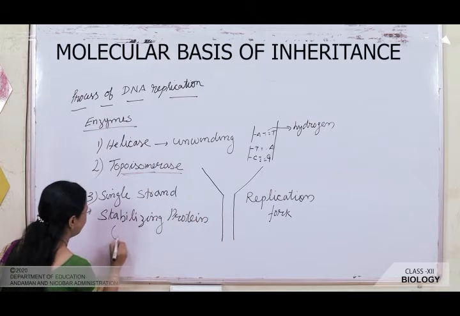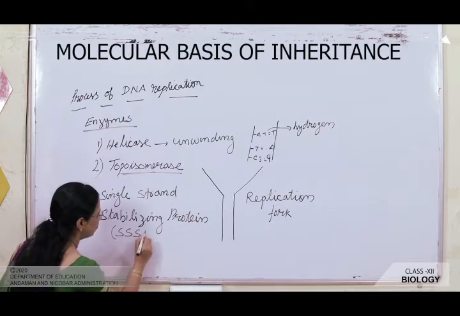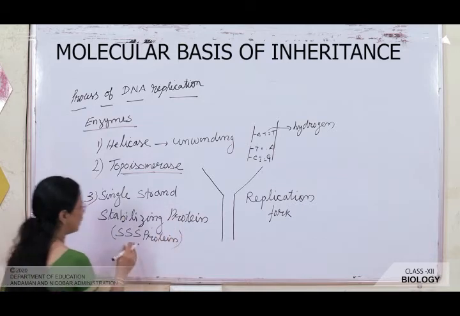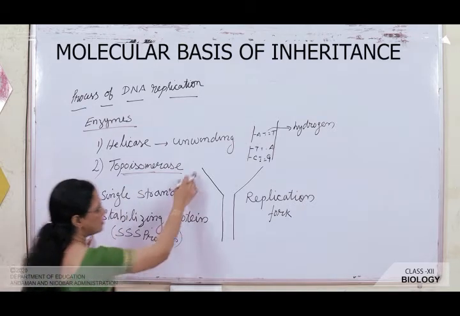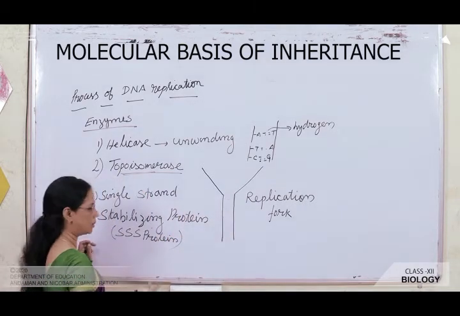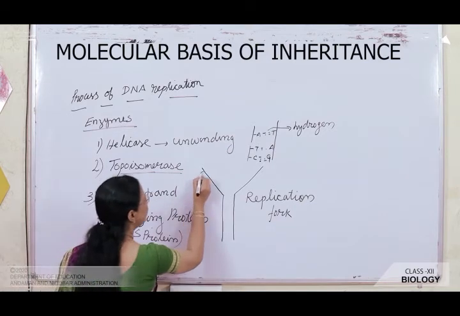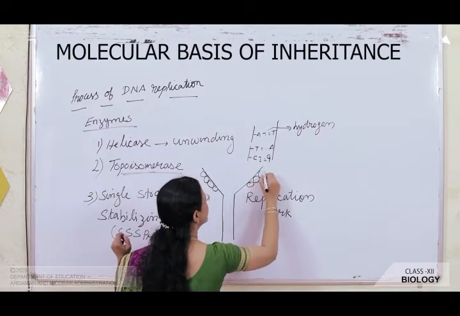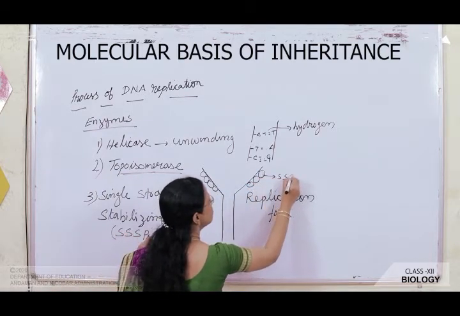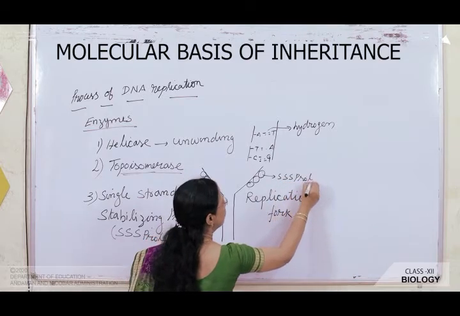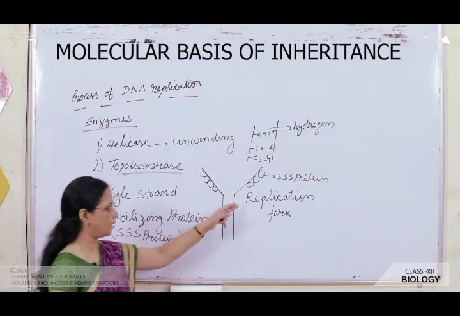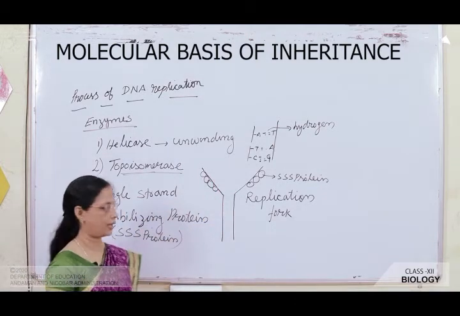It is otherwise known as SSS protein. So what is the role of this protein? This protein stabilizes the strand. The strand is not in a stabilized condition, so the protein will bind over this region and stabilizes this strand. So this is the SSS protein. By binding on this open strand, it stabilizes the strand.